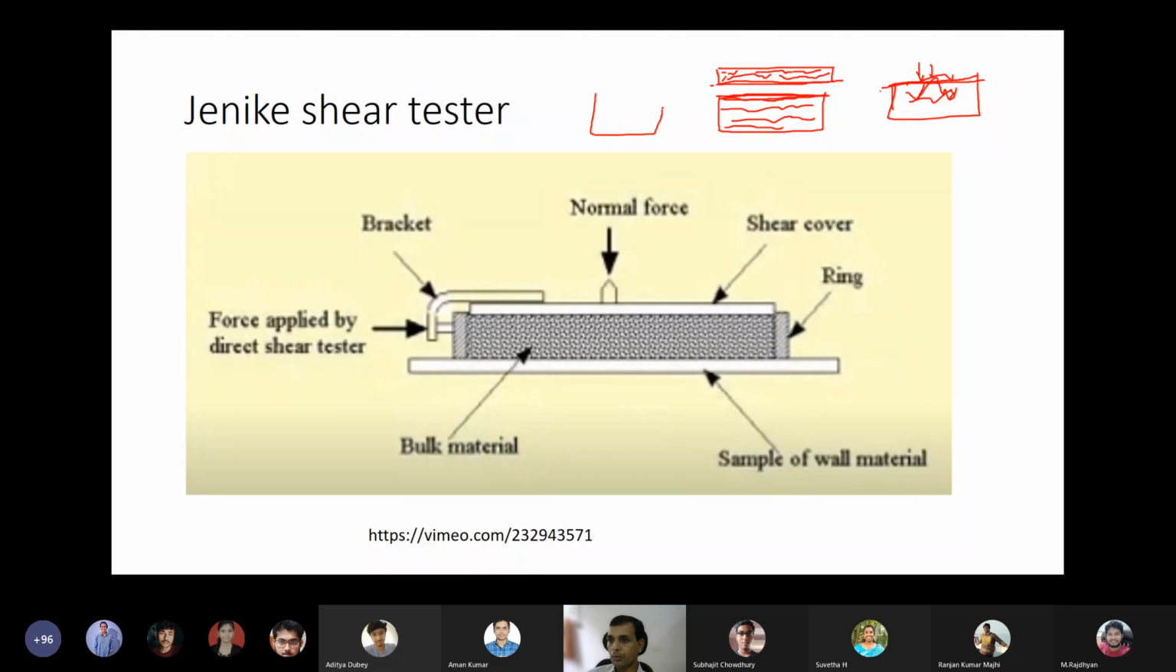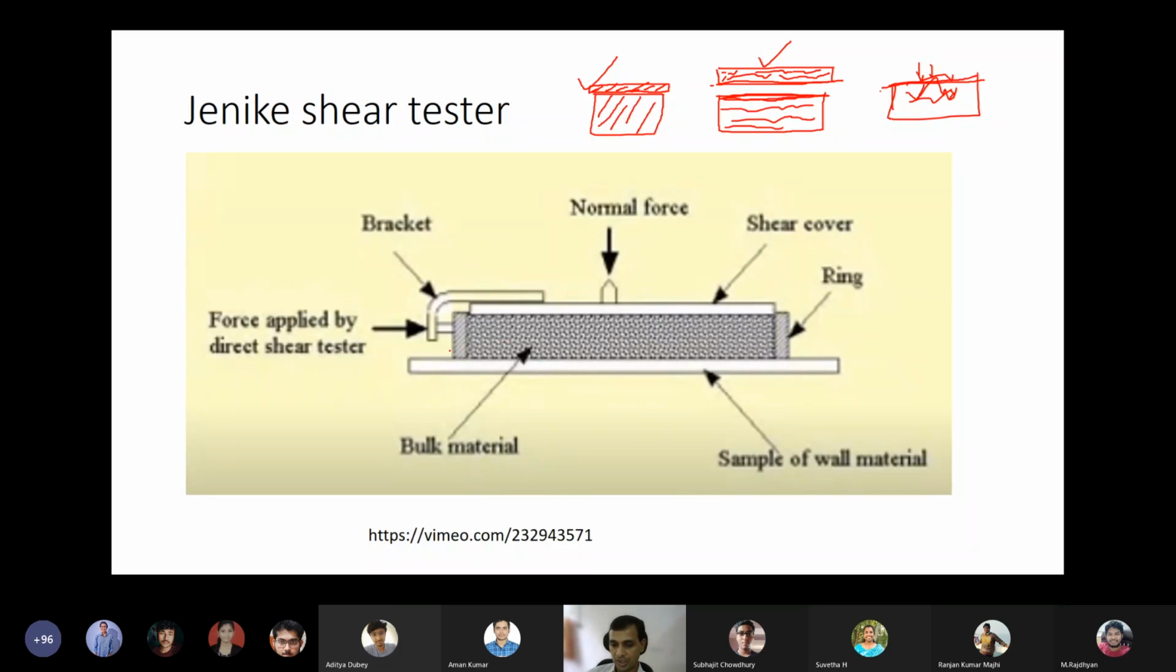Instead of two particle-filled discs, instead of shearing, they will fill the cup with the powder. Then whatever silo material it is, they will try to shear with that material. This is the solid material. They will try to shear it. So this will give the angle of internal friction between the silo material and the powder, and this will give the internal friction between the powder and powder.